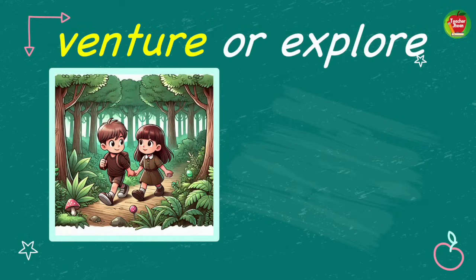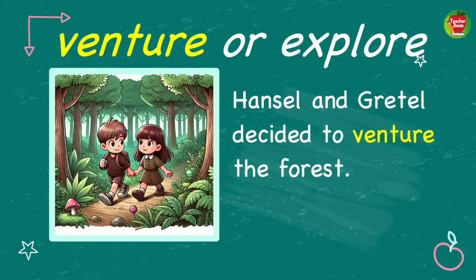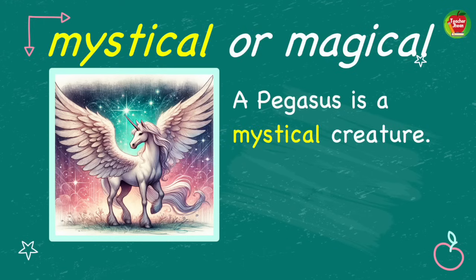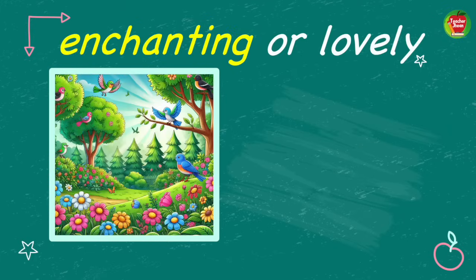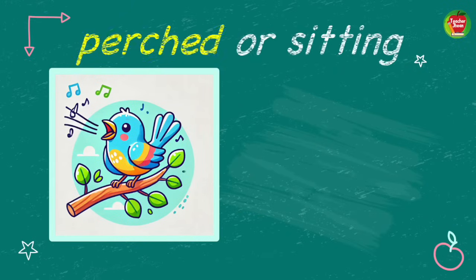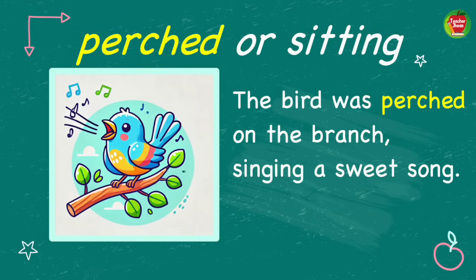Venture or explore. Hansel and Gretel decided to venture into the forest. Venture. Mystical or magical. A Pegasus is a mystical creature. Mystical. Enchanting or lovely. The forest was an enchanting place, full of colorful flowers and singing birds. Perched or sitting. The bird was perched on the branch, singing a sweet song. Perched.